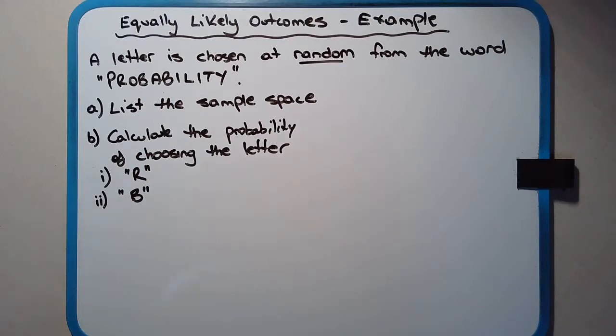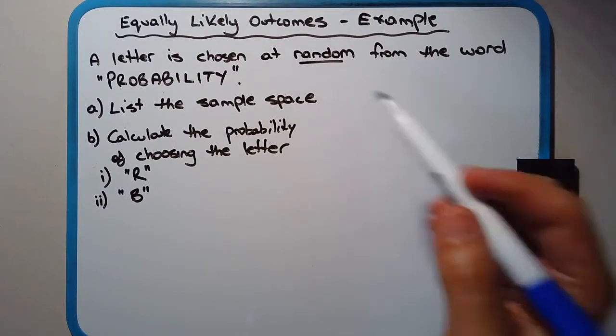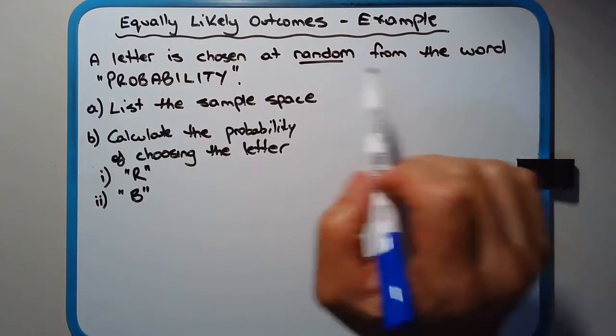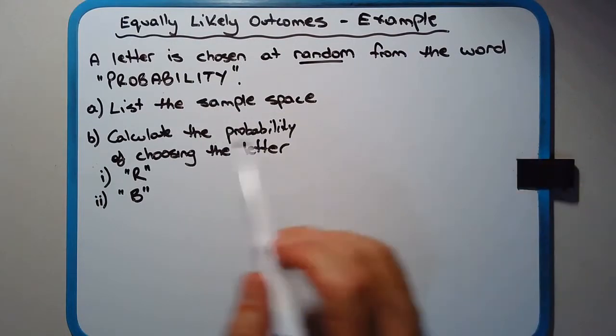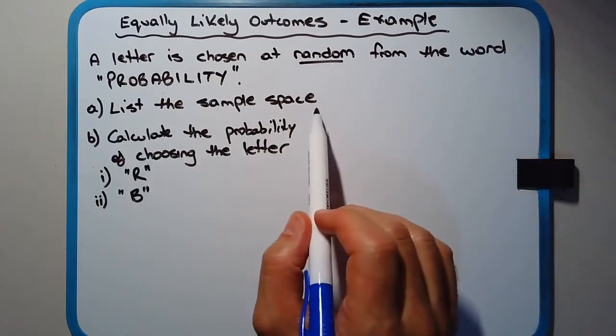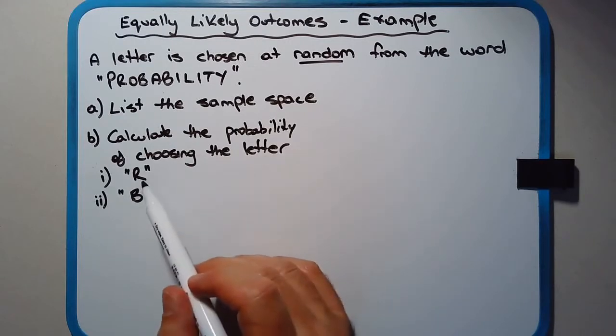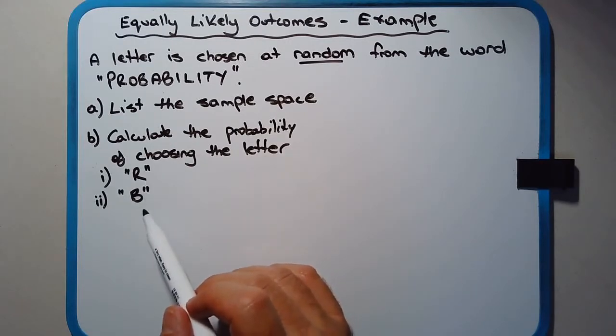Let's look at the notion now of equally likely outcomes in probability. And we'll go through this example together. A letter is chosen at random from the word probability. Part A, list the sample space. And part B, calculate the probability of choosing the letter R and the letter B.